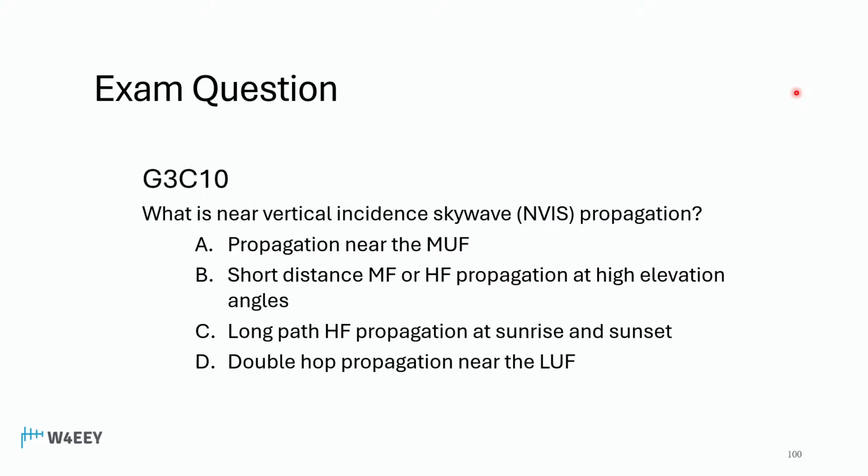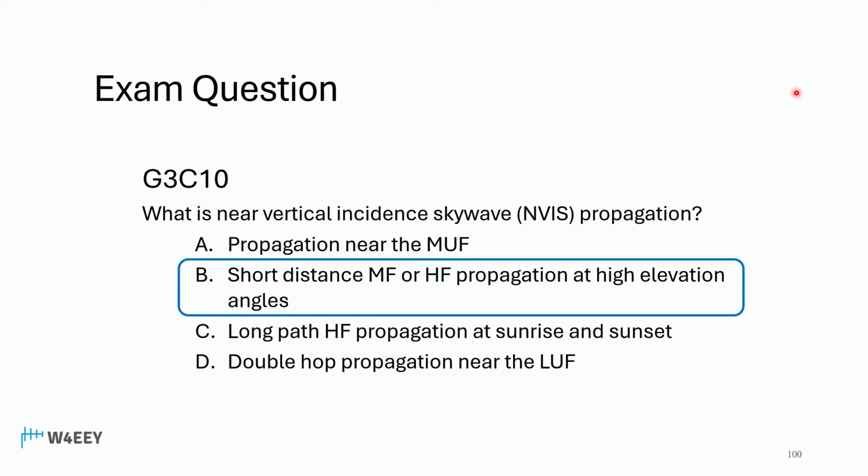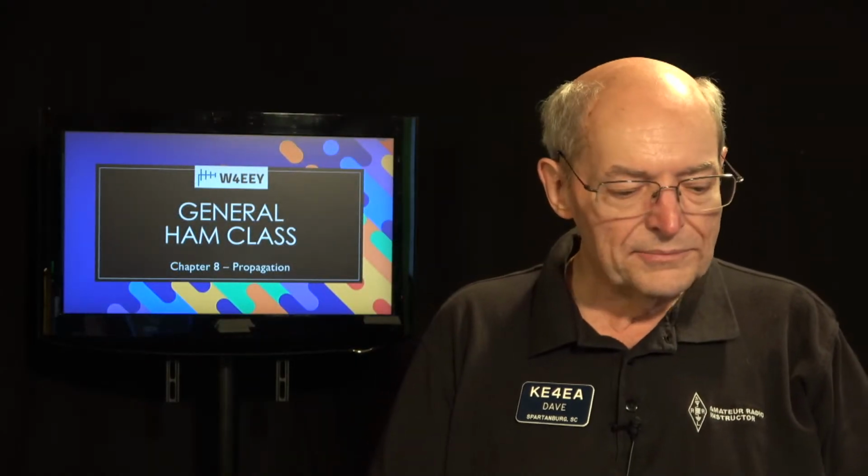What is near vertical incident skywave, or NVIS, propagation? Bravo. It is Bravo. Short distance MF or HF propagation at high elevation angles. Okay, so that concludes the part that addresses the pool questions for our chapter. The next several minutes, I've got some material that I think will be really helpful to you, or at least interesting. So we'll move on to that.